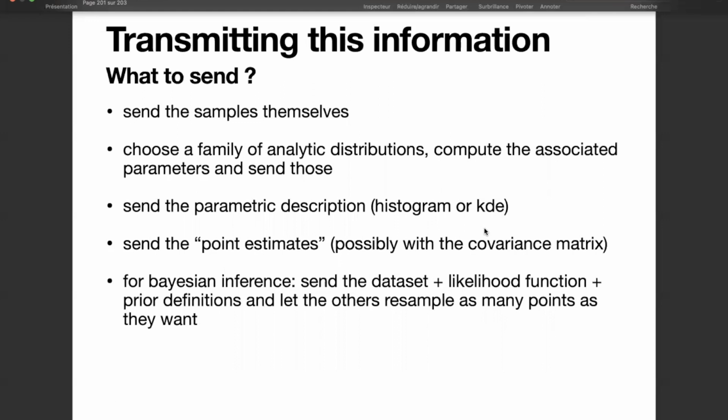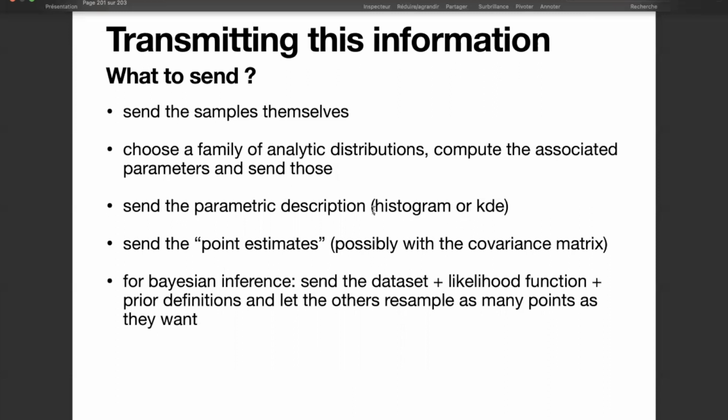So in decreasing order of compression, you could send the samples themselves. You can send the data set. You don't have to just send the average value and things like that. Of course, this depends, it can be huge, can be not transmissible, but you could send the samples themselves and then tell the next person, well, redo the job that I've done and get the values you want yourself. You could choose a family of analytic distributions and then compute the associated parameters. Basically, you fit your distribution with a family, and I give you the family and its parameters. And from that, you can reconstruct any samples you want of the distribution.